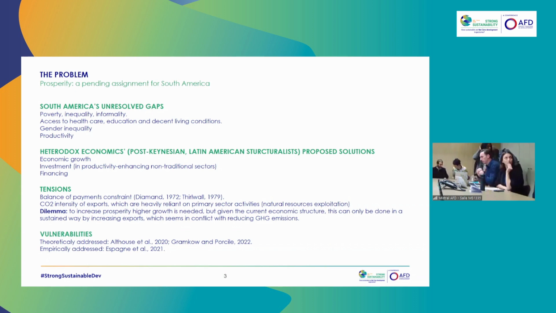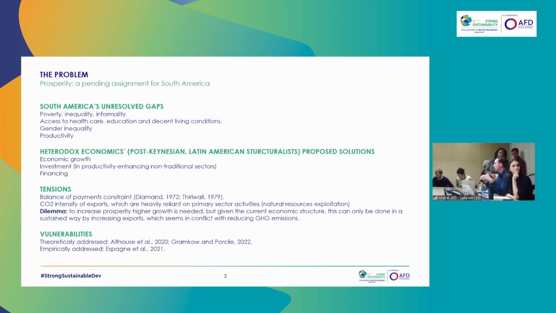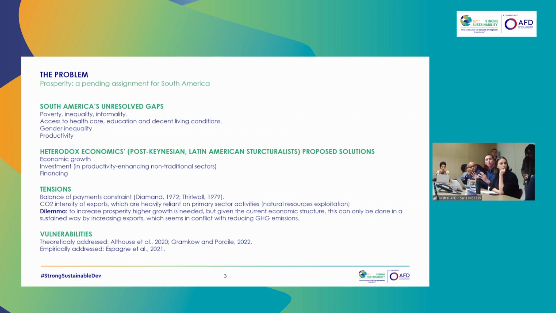The traditional approach that heterodox economics has taken to solve these gaps is the idea that we need the economy to grow more, we need to increase investment, and we need to finance it. That is a standard approach: we need to grow more, to increase income. The thing is that, as you might be already aware, in South America it's not easy to attain high growth rates in a sustained way due to the balance of payments constraint, already formalized by Diamond and Thirlwall in 1979. It is not possible for South American economies to continuously grow at high rates to close these social and economic gaps.